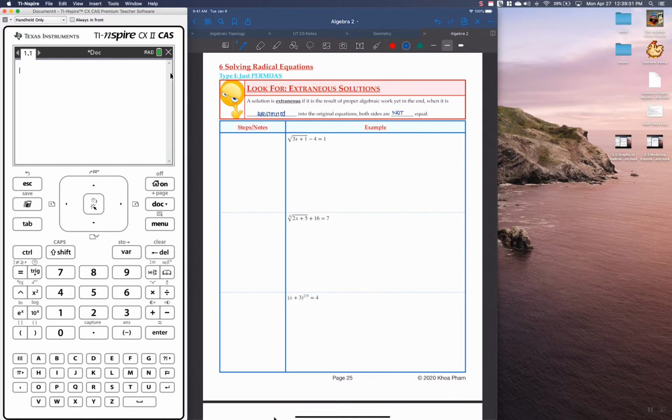Alright, so here for type 1 problems, you just use PEMDAS. So here we have that 3x plus 1 in parentheses. We have the minus 4 in the end. And we have that radical, which is a square root. So first off, we add 4 to both sides. That gives the square root of 3x plus 1 equals 5. Then we square both sides to get 3x plus 1 equals 25. And if you solve it out, you get x equals 8.